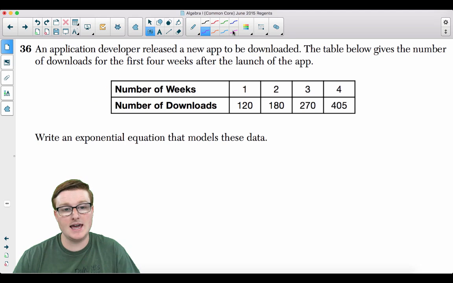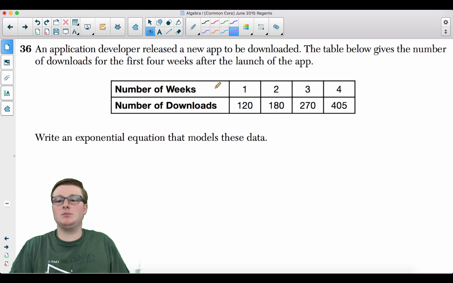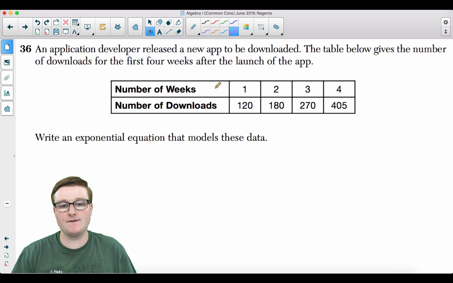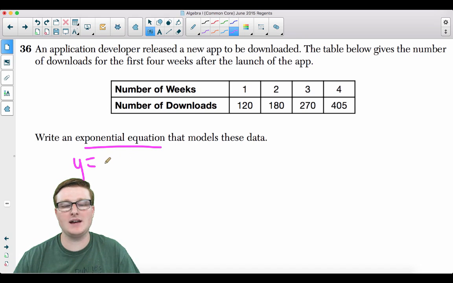36. An application developer released a new app to be downloaded. The table below gives the number of downloads for the first 4 weeks after the launch of the app. Write an exponential equation that models these data. So you should know that the standard form of an exponential equation is y is equal to a times b raised to the x.